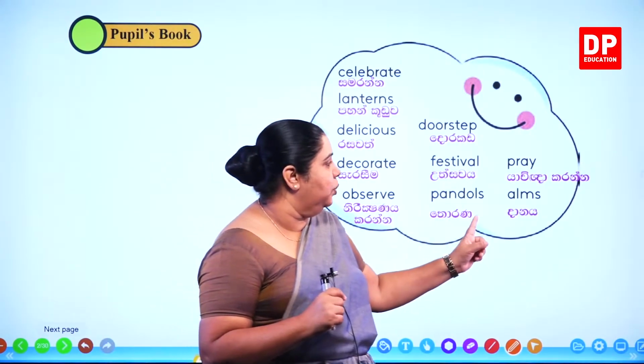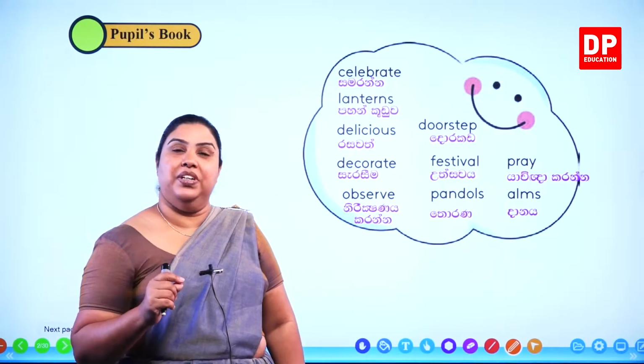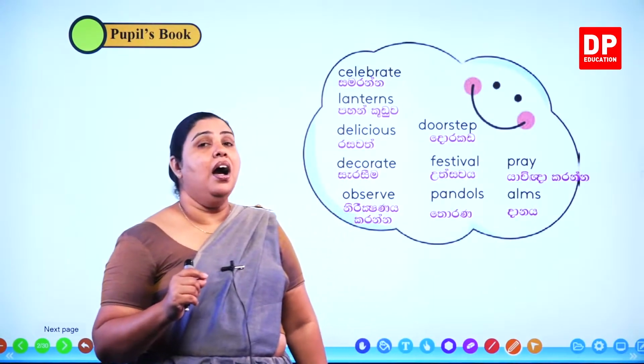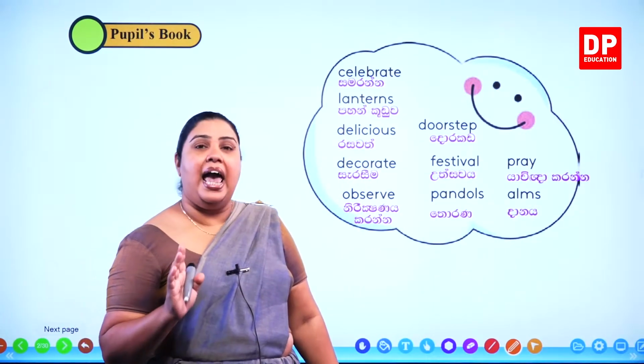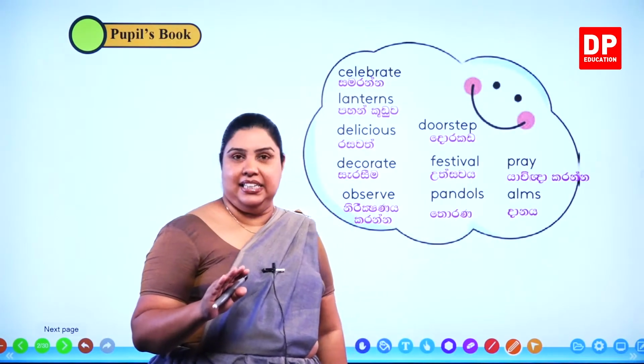Then the last word, arms. Now look at the last word. A-L-M-S. Arms. We don't say elms. This letter L is a silent letter.